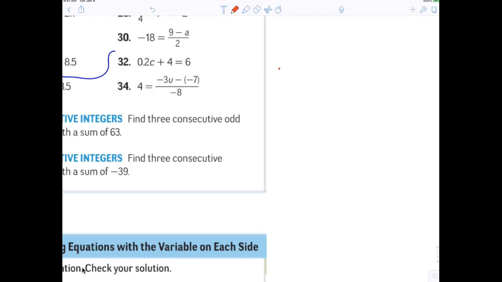Again, I really would prefer everybody to write it out. 0.2c plus 4 equals 6. Right? And then from here, 0.2c equals 2. And so c was equal to what? c is equal to 10. Now remember, your job is to speak up when you're not sure about something. All right, so this was question number 32. All right? Feeling good about that, right?